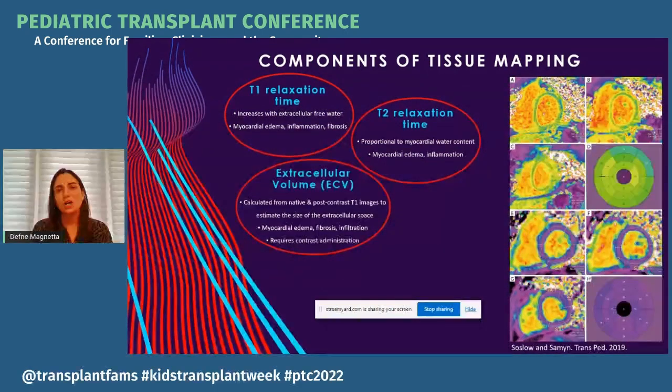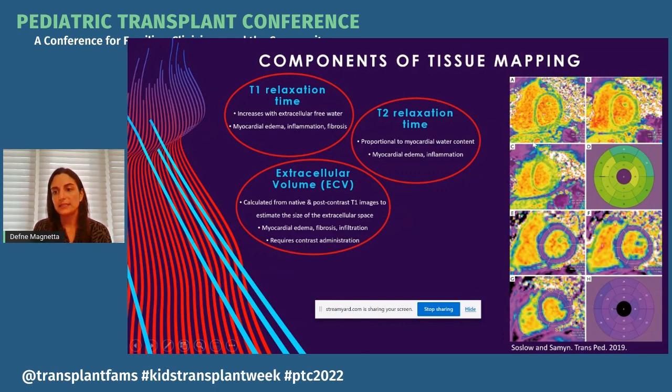And then there's a value called extracellular volume, or ECV, and that's actually a calculated value from pre- and post-contrast images using the T1. And that's used to estimate the size of the extracellular space. So it's another way of looking at basically water content, and can be elevated in the same things that you would see for T1 relaxation time, but that does involve some contrast administration.